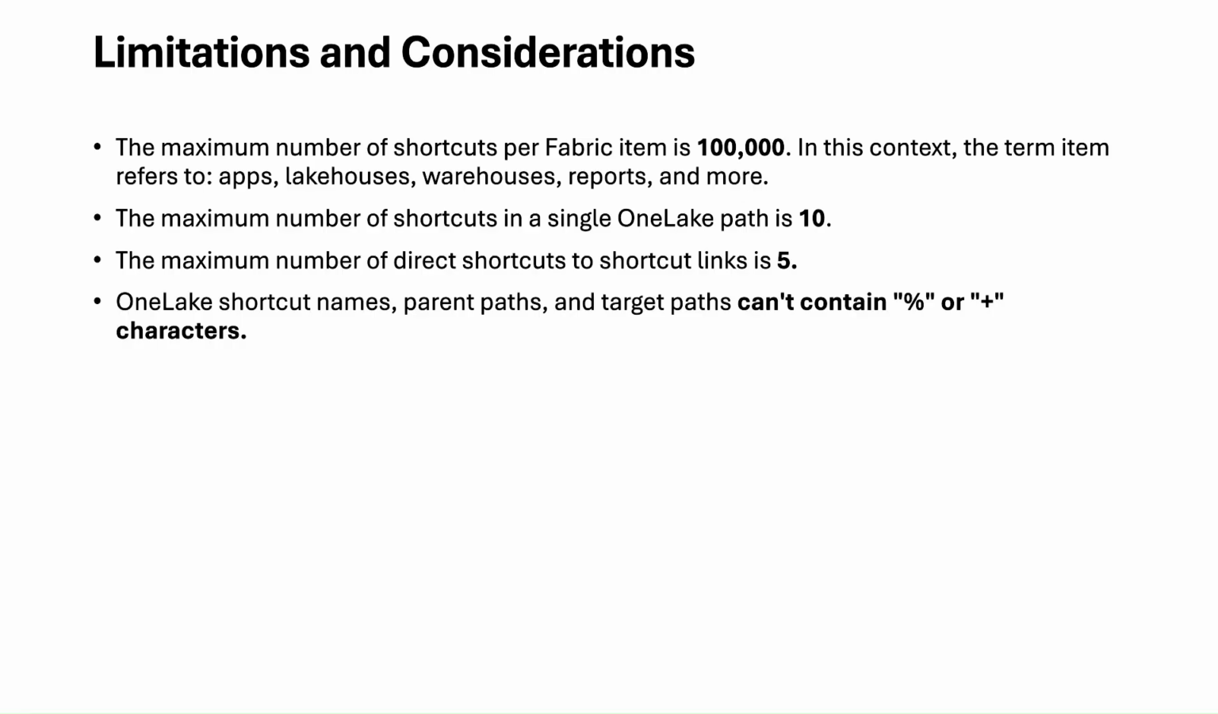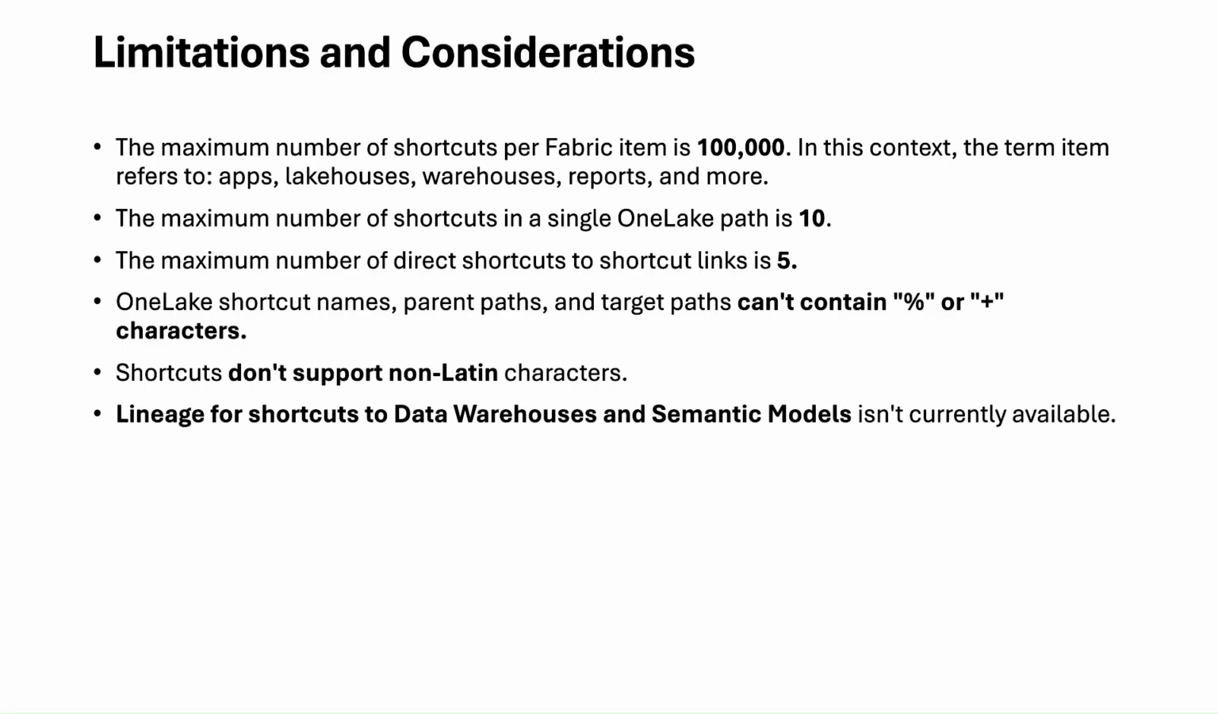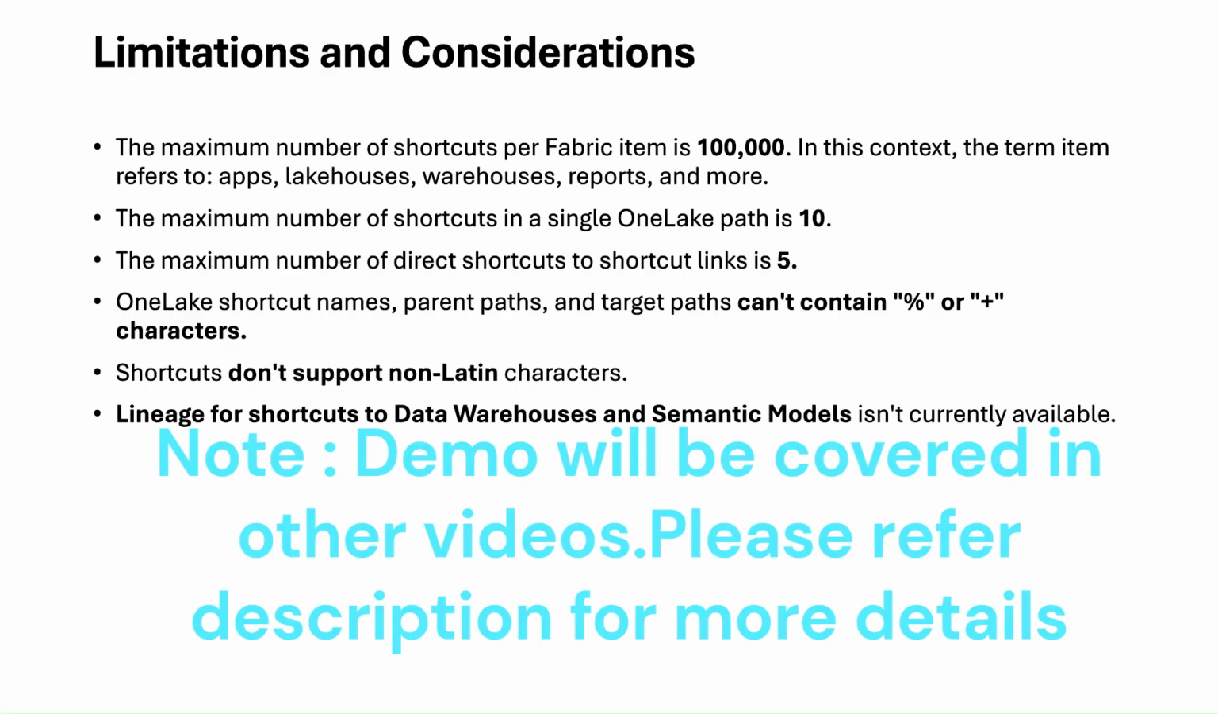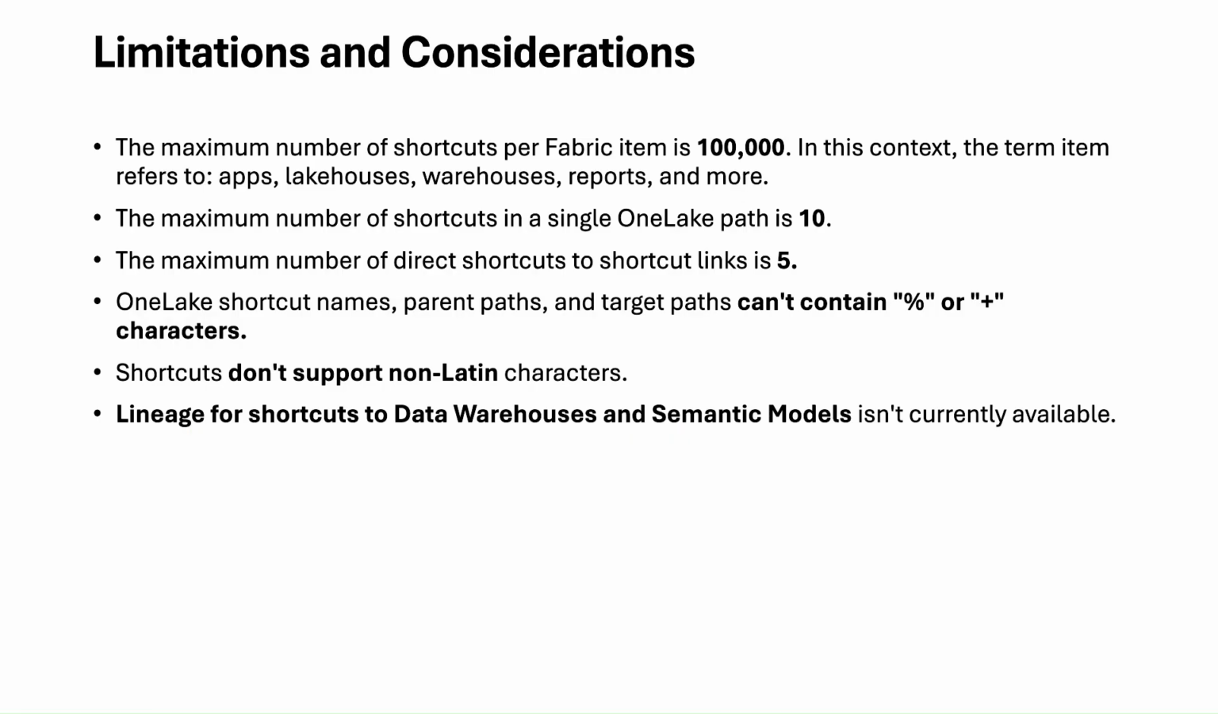OneLake shortcut names, parent paths and target paths can't contain percentage or plus characters. That is one of the restrictions we have. Shortcuts don't support non-Latin characters. Another restriction. Lineage for shortcuts to data warehouses and semantic models isn't currently available. So you do have a lineage view in Fabric, again a great point about Fabric, that provides the lineage, and you can easily understand how the data is flowing. But that is not available for shortcuts created to the data warehouse and semantic models currently, and I'm sure that might change.